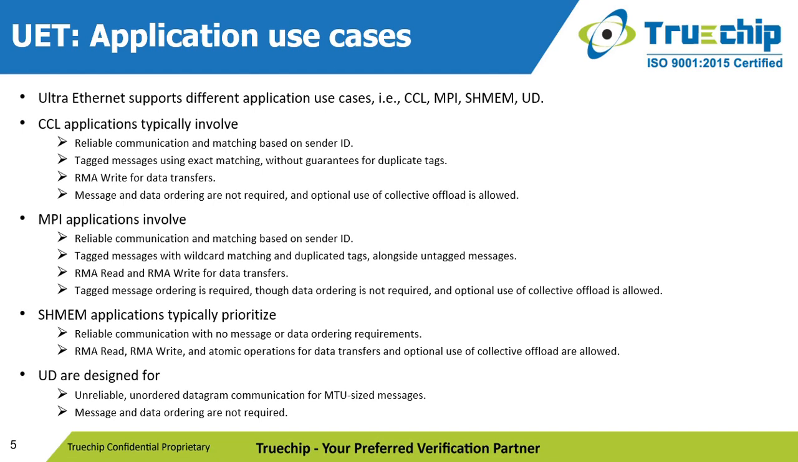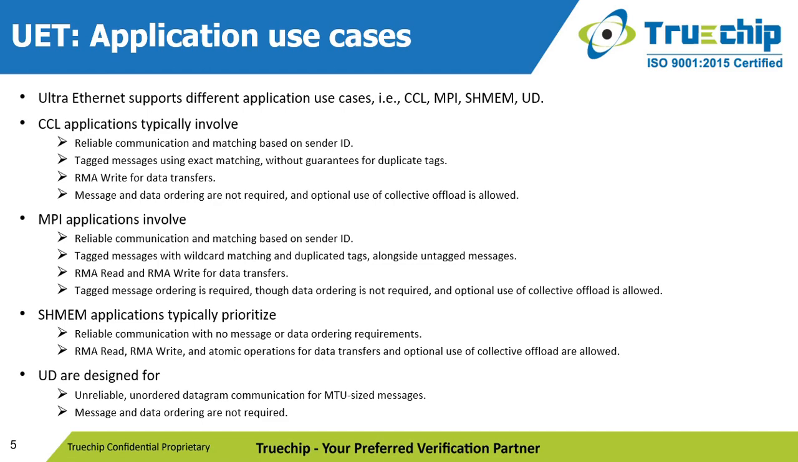MPI applications involve reliable communication and matching based on sender ID, tagged messages with wildcard matching and duplicated tags alongside untagged messages. Here in MPI applications, RMA read is allowed along with RMA write for data transfers. Tagged message ordering is required. Though data ordering is not required, optional use of collective offload is allowed.